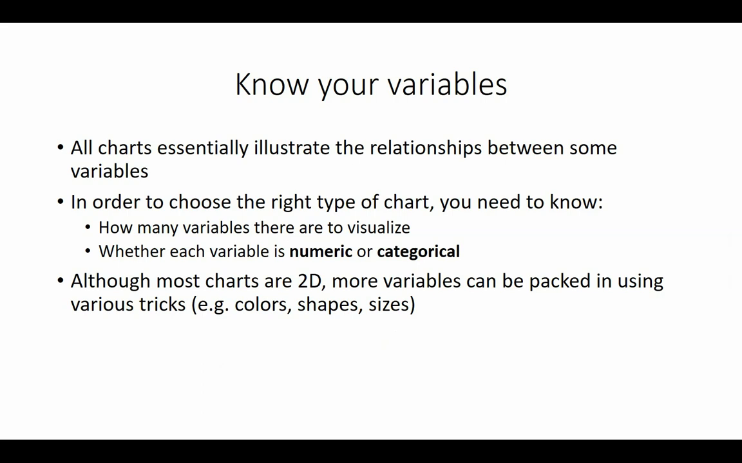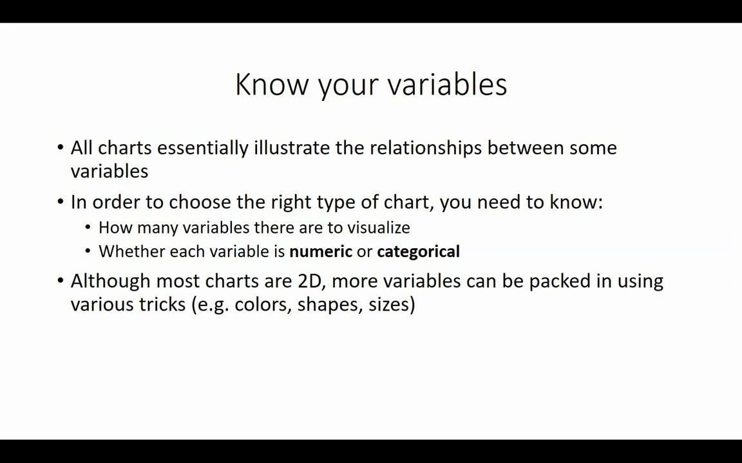All charts, essentially, illustrate relationships between variables. It can be 1 variable, 2 variables, or even more. And the graphics give you a nice way to see those relationships. So before you choose the right kind of chart to create, you first need to ask yourself what the variables are. How many there are, and even more importantly, what their types are. We distinguish between 2 primary types: numeric types, which are numbers, and categorical, which are just a bunch of discrete categories.